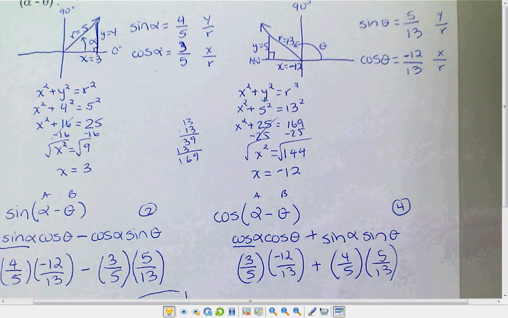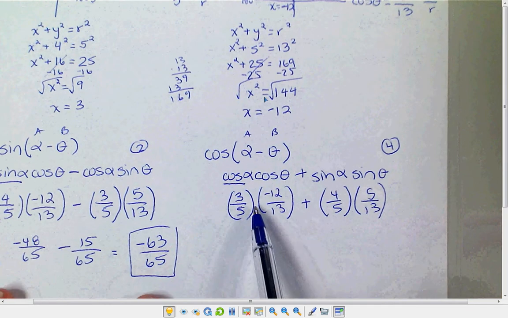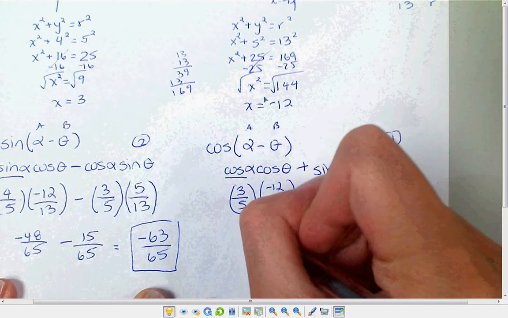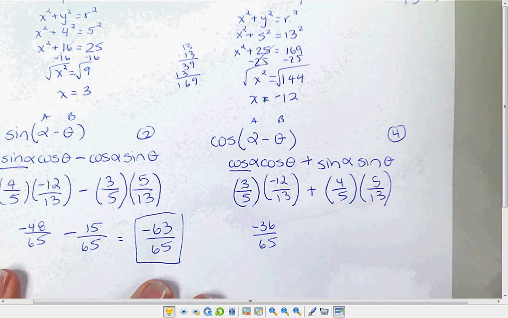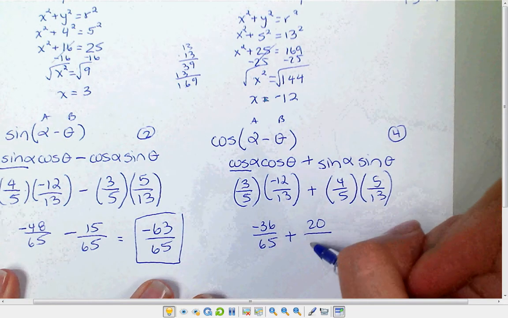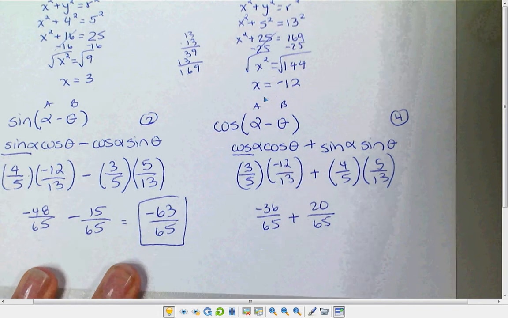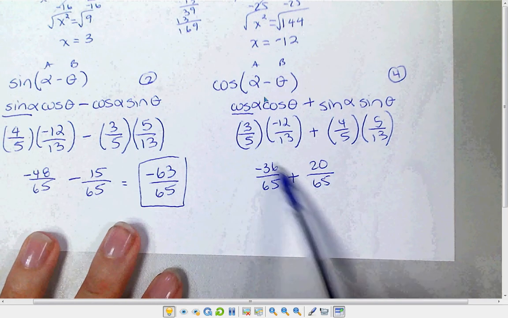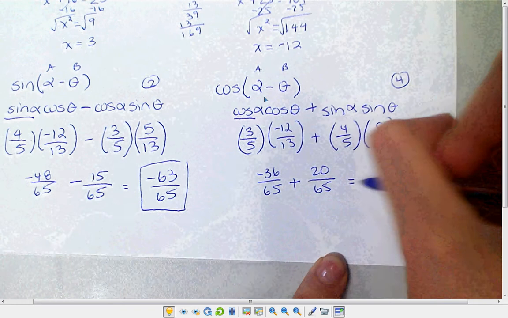And again, we're going to multiply across. So 3 times negative 12 is negative 36. 5 times 13, we already did this one, it gives us 65. We're going to add 4 times 5 is 20 over 65. So now because these are being added, we're doing negative 36 plus 20. The denominators are already the same, so we know it's going to be over 65.